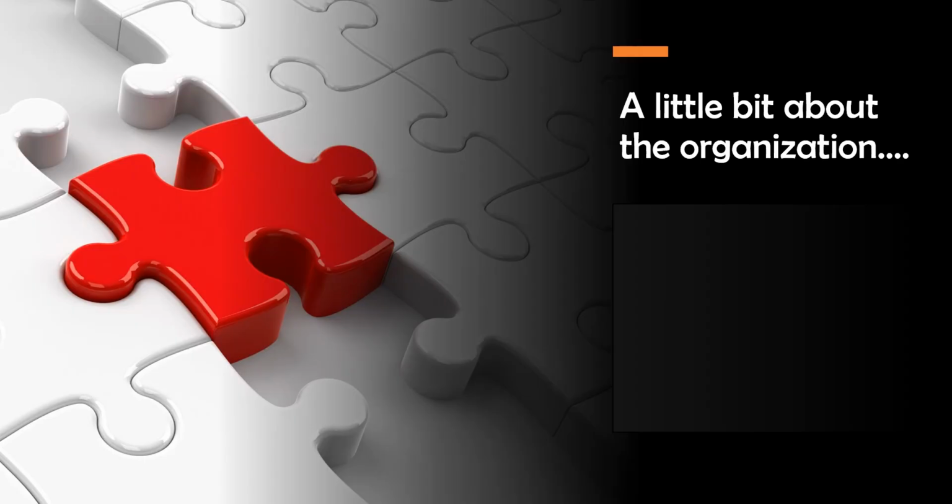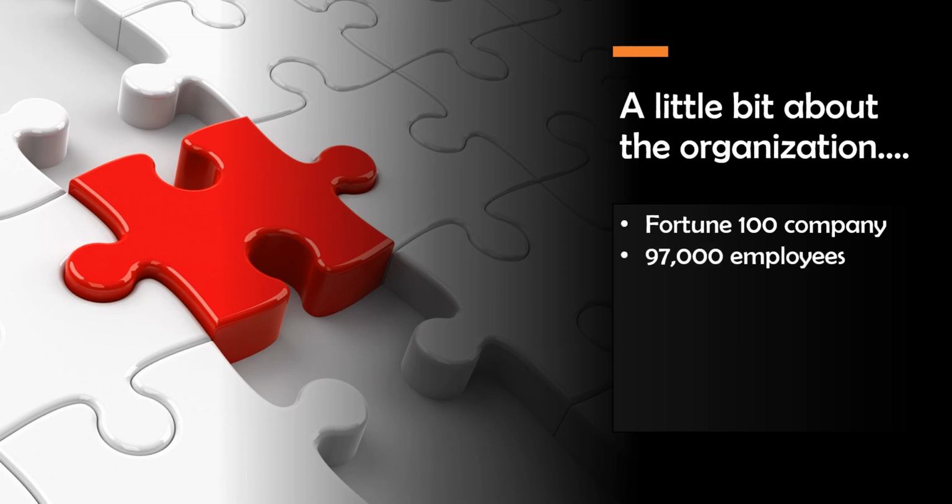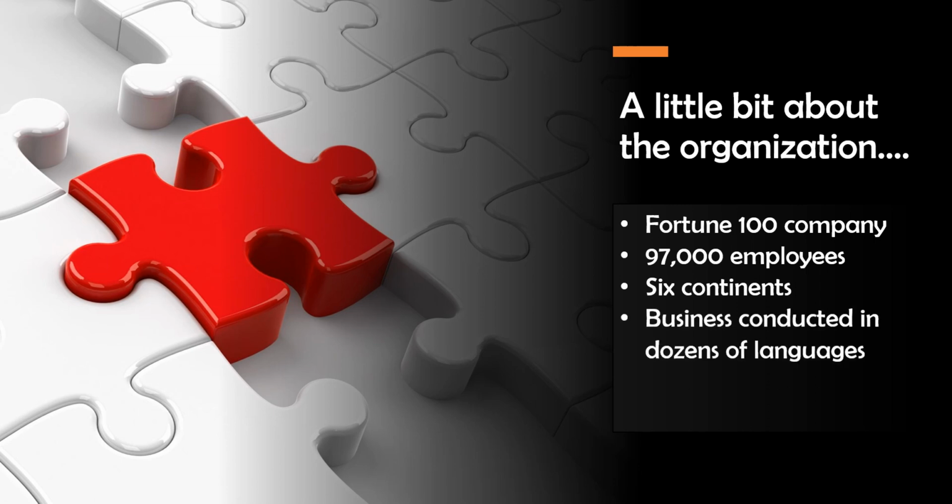Let me tell you a little bit about Company H. Chances are you have one or more of their products in your home or office. They are a Fortune 100 company employing about 97,000 employees on all six inhabited continents and conducting business in probably about 2 dozen languages. Company H is over 105 years old and is a member of both the S&P 500 and the Dow Jones Industrial Average.